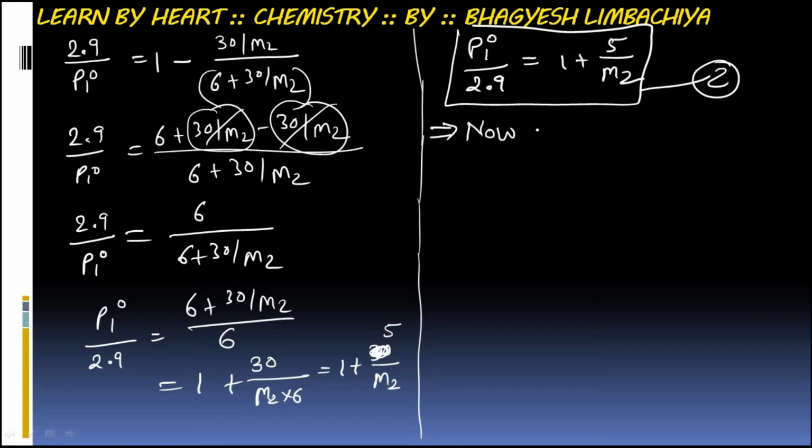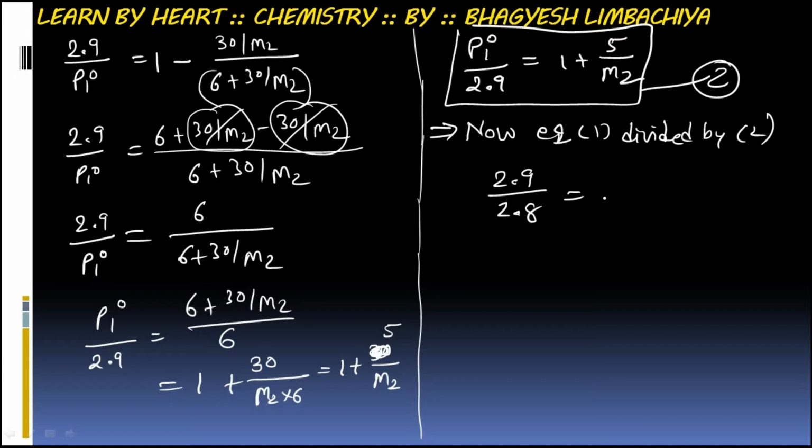compared. So now equation number 1 is divided by equation number 2. So 2.9 upon 2.8, P10 is cut. Here is 1 plus 6 by m2 and 1 plus 5 by m2.